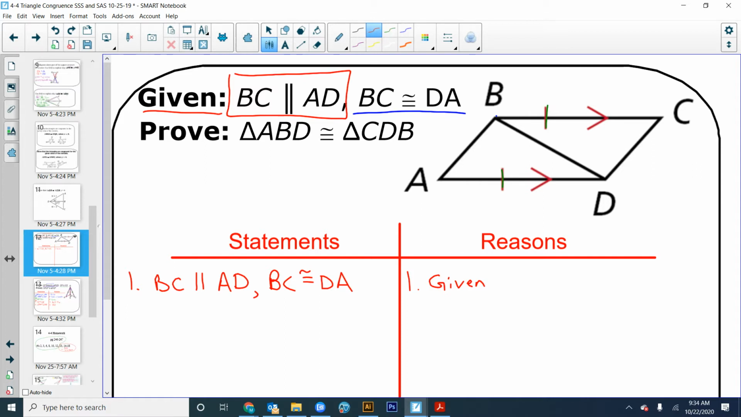So I need to write the result of BC being parallel to AD. If these lines are parallel, then alternate interior angles are congruent. Logan, can you name one of those angles for me? Either this one or that one with 3 letters. ABC, CBD? Which one do you want to go with? The top one. CBD? C, B, D. So he went C, B, D.